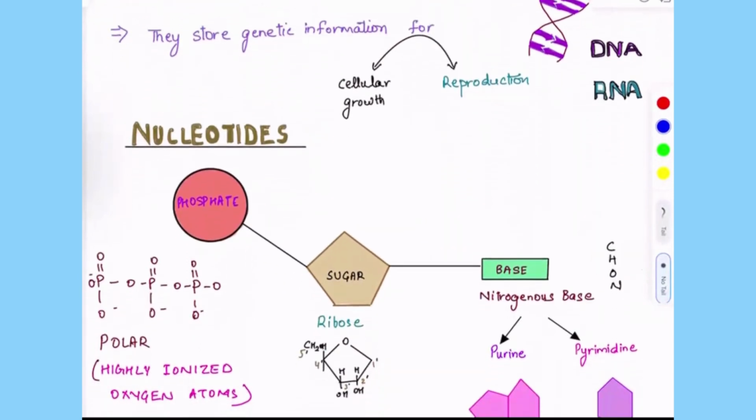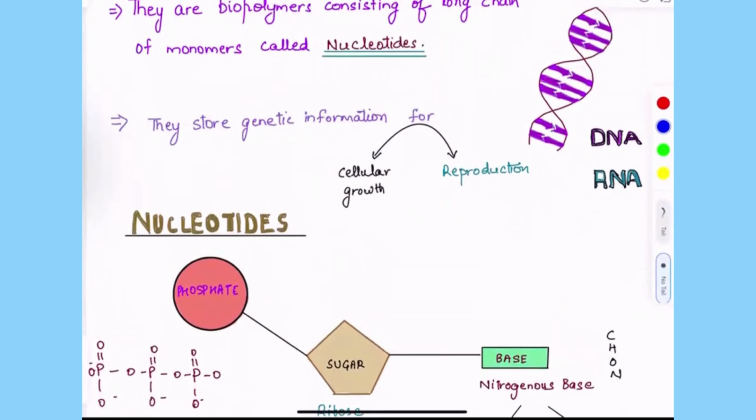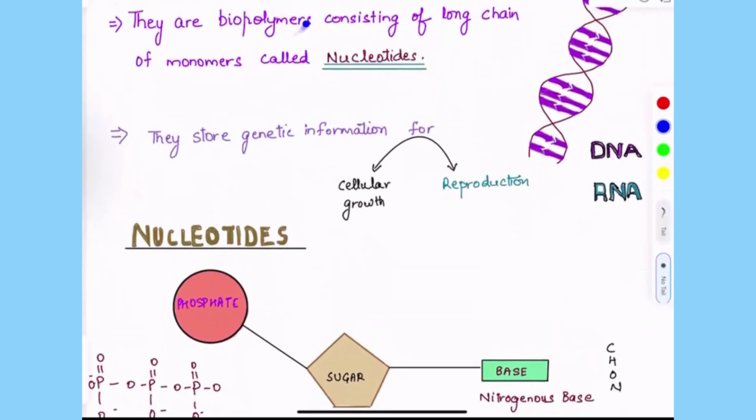Now let's understand what a polymer is before we continue. Majorly, the biological polymers are of four types: carbohydrates, lipids, nucleic acids, and proteins. All of them are made up of multiple monomers. For example, proteins are made up of amino acids. Carbohydrates are made up of monosaccharides. Similarly, nucleic acids are made up of nucleotides.